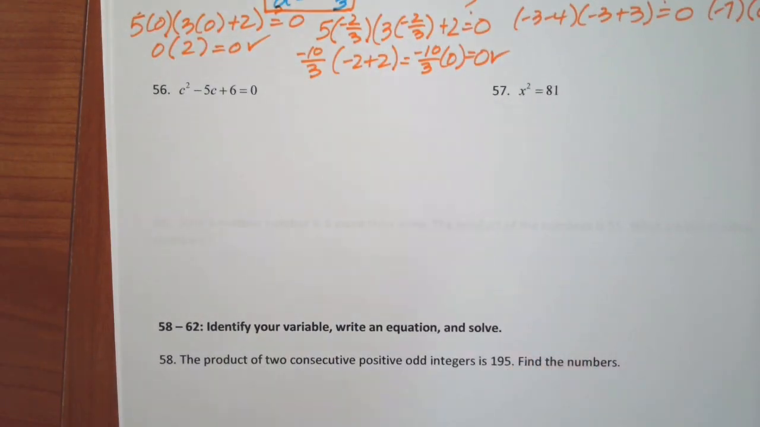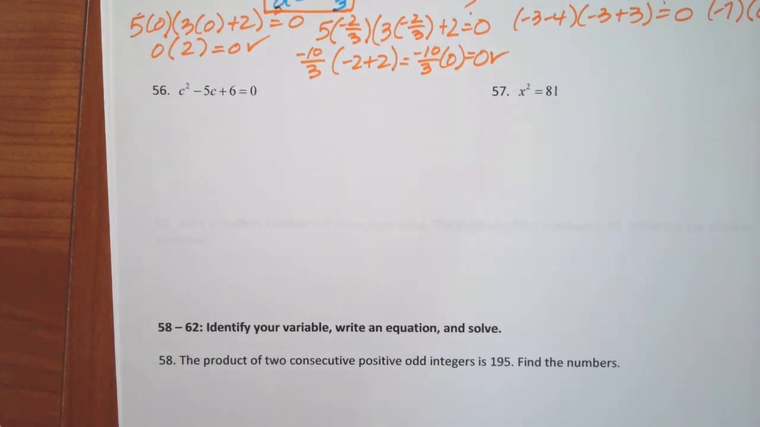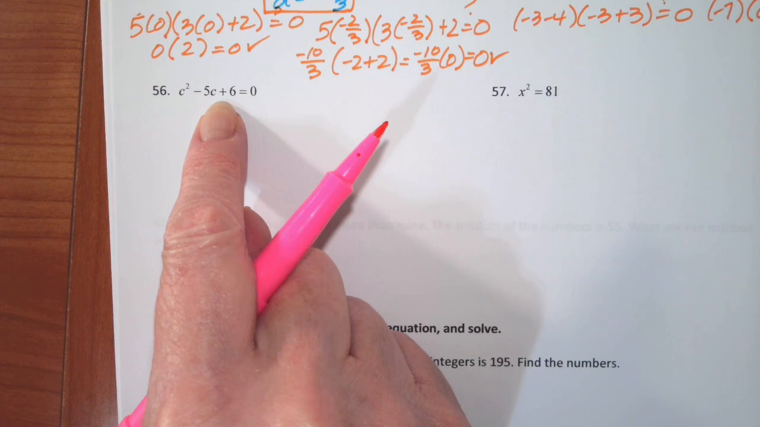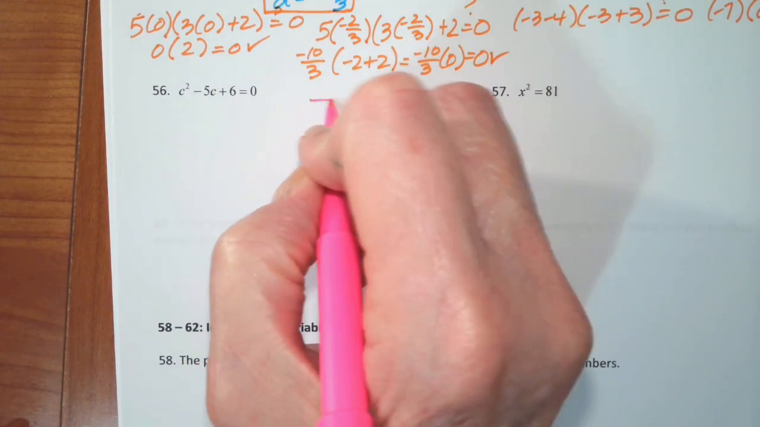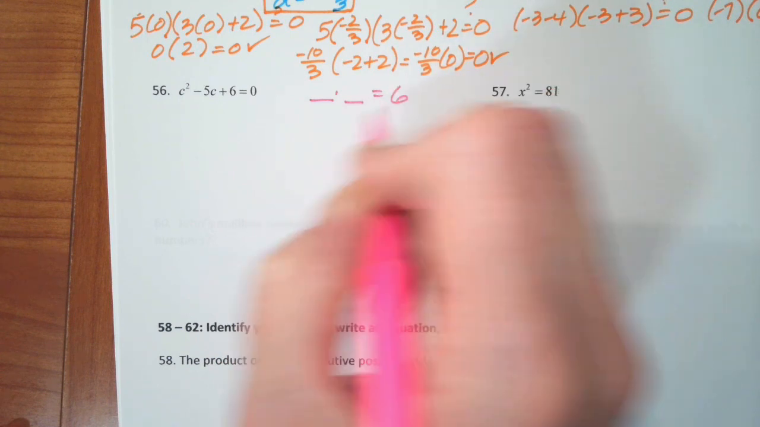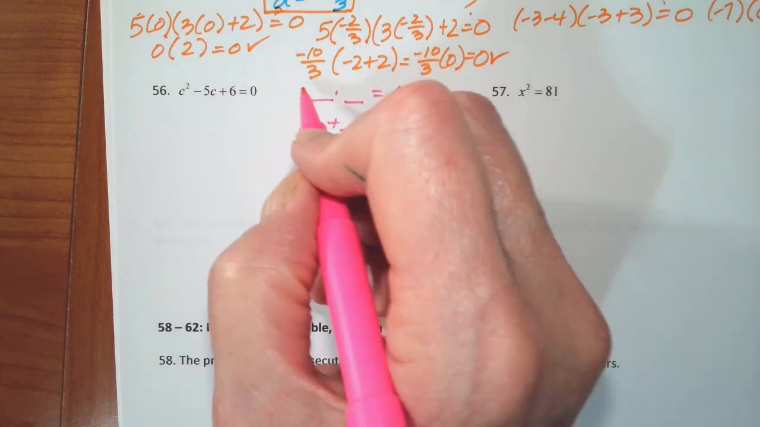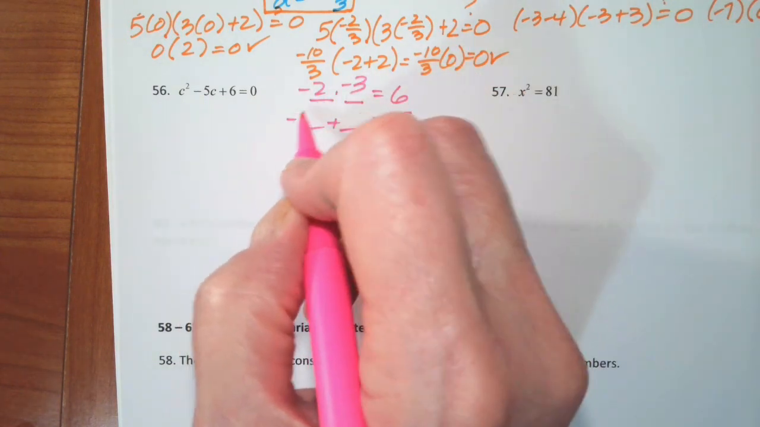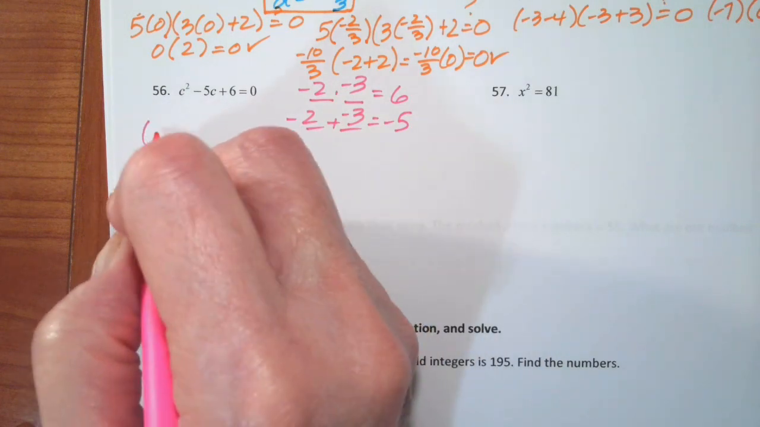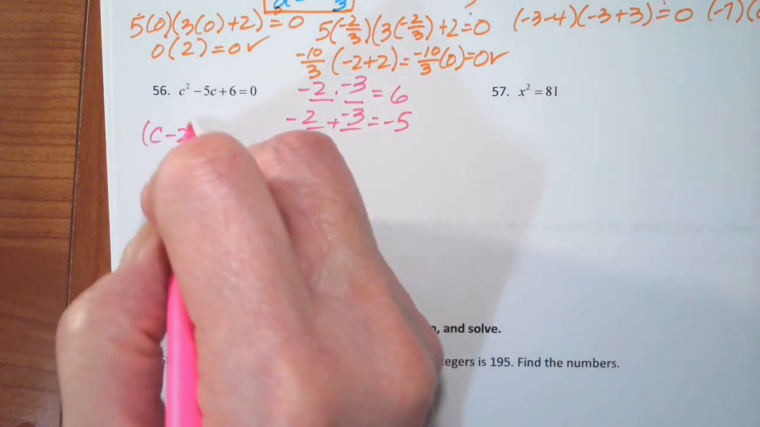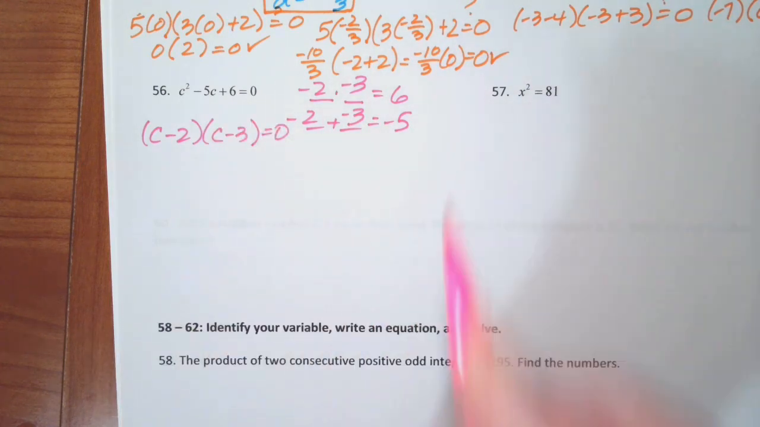Okay, number 5. It's equal to 0, but now I have to factor it. Okay, so there are 3 terms, and the leading coefficient is 1, so I'm looking for 2 numbers whose product is 6 and whose sum is negative 5, which are negative 2 and negative 3. So this factors into c minus 2 times c minus 3 equals 0.